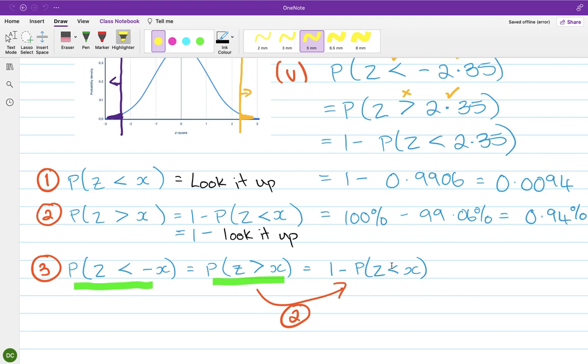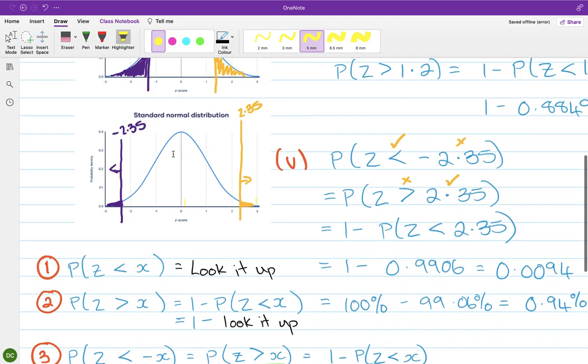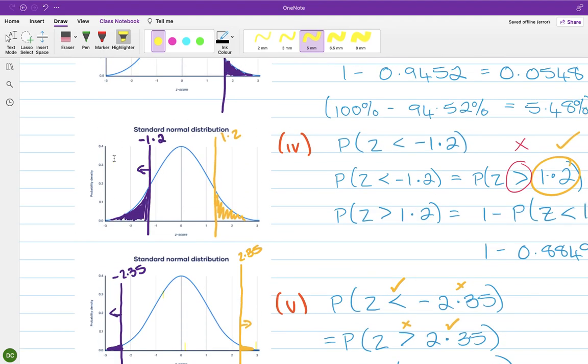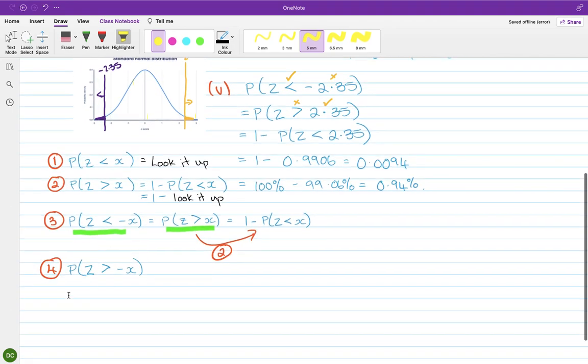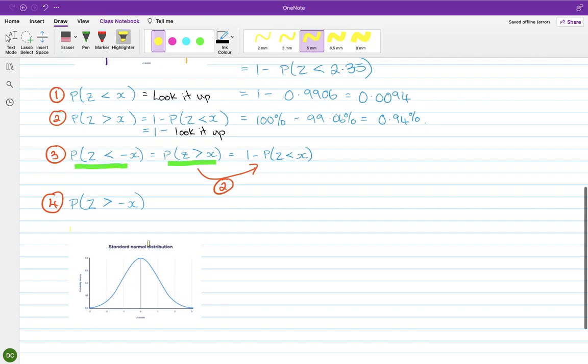And then the fourth one is the probability of the z being greater than a negative number. Now, have we done one of them? Less than a negative. Okay, so greater than a negative, we might need to have a think about. Give me a sec. How would that work? Okay.